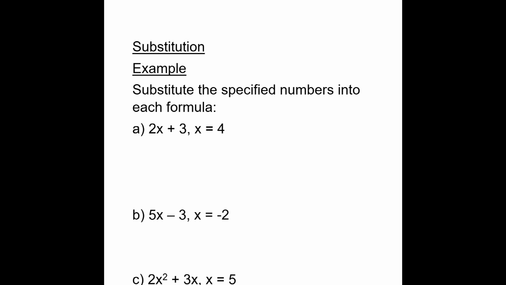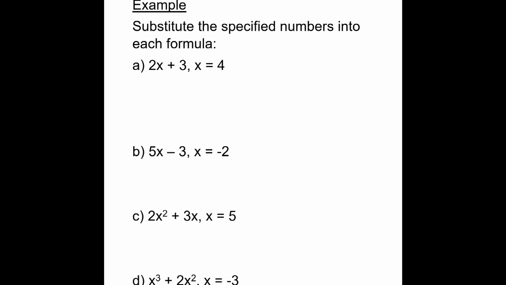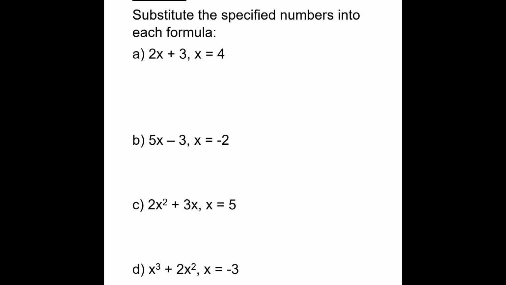In maths, substitution just means swapping a letter for a number. For example, we want to substitute the specified numbers into each of these formulas. In question A, we have the formula 2x plus 3. Remember, this really means 2 times x plus 3, which means the result of timesing 2 by x, you then add 3 to it. But x is equal to 4.